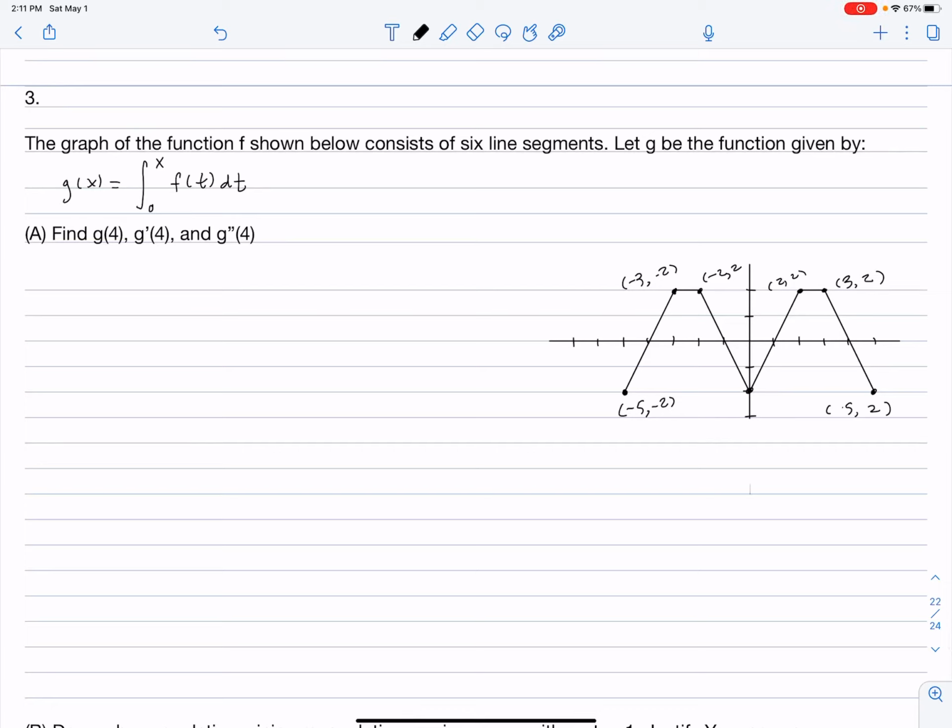Okay, so it's time to look at problem 3 as always. This is a graphing problem, so if you have not already done this one, stop the video, do the problem, and then start back up again. So, okay, let's see what we got here.